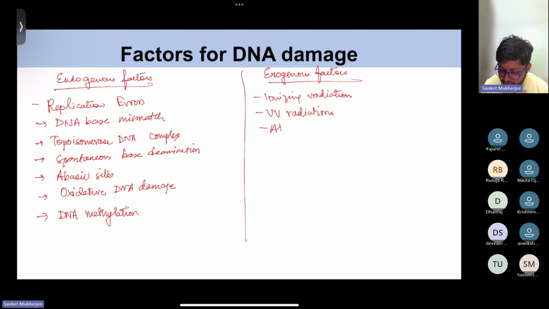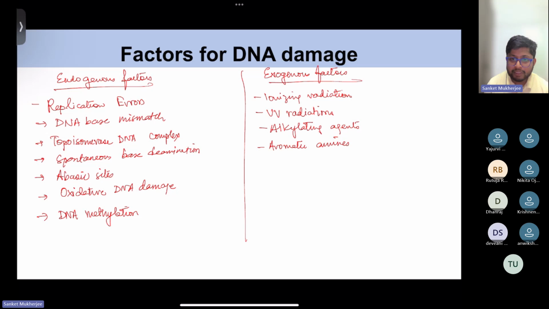There are alkylating agents. Then there are aromatic amines. Aromatic amines are not usually present, but various processes like cooking produce them. Similarly, there are polycyclic aromatic hydrocarbons. Then there are reactive electrophiles. These are all exogenous factors.